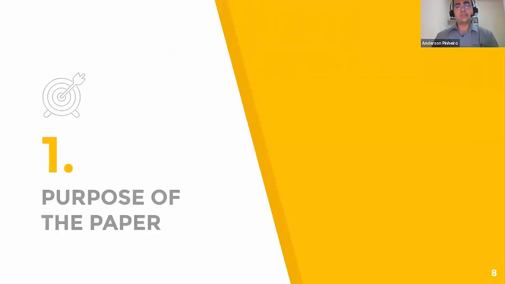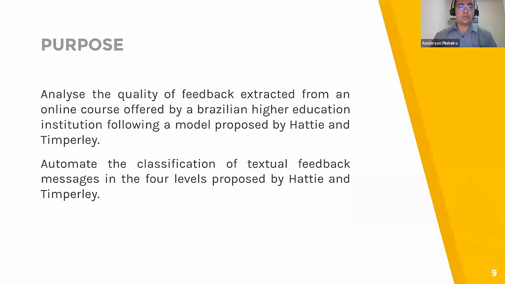Then the purpose of the paper: this work has two main objectives. The first is to analyze the quality of feedback extracted from an online course offered by a Brazilian higher education institution, following a model proposed by Hattie and Timperley. The second is to automate the classification of textual feedback messages in the four levels proposed by Hattie and Timperley.